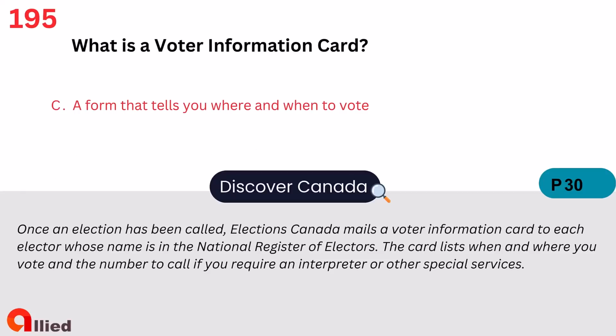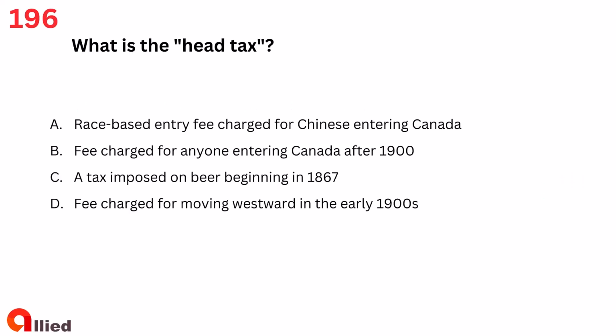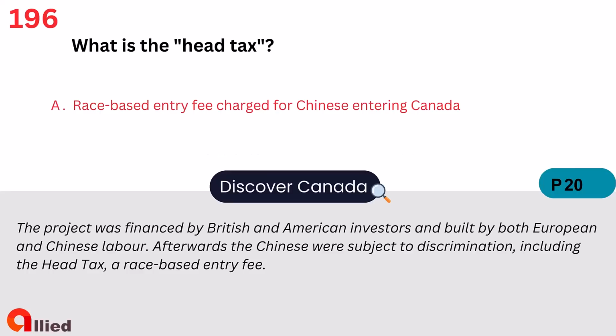The answer is C. A form that tells you where and when to vote. Question 196. What is the head tax? A. Race-based entry fee charged for Chinese entering Canada. B. Fee charged for anyone entering Canada after 1900. C. A tax imposed on beer beginning in 1867. D. Fee charged for moving westward in the early 1900s. The answer is A. Race-based entry fee charged for Chinese entering Canada.